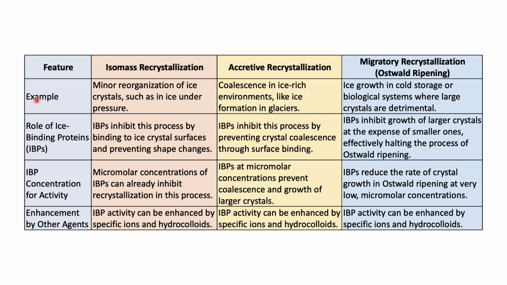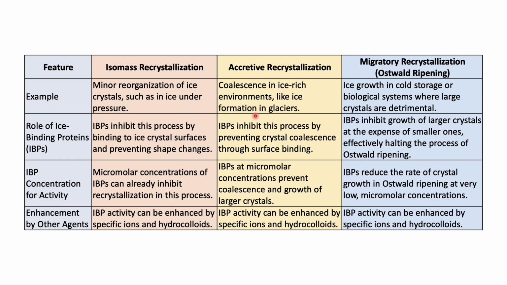When we look at some examples, in the case of isomass recrystallization, minor reorganization of the ice crystals, such as ice under pressure, happens. In accretive recrystallization, coalescence in ice-rich environments like ice formation in glaciers happens. And Ostwald ripening generally happens in ice growth in cold storage or biological systems where the large ice crystals are detrimental.